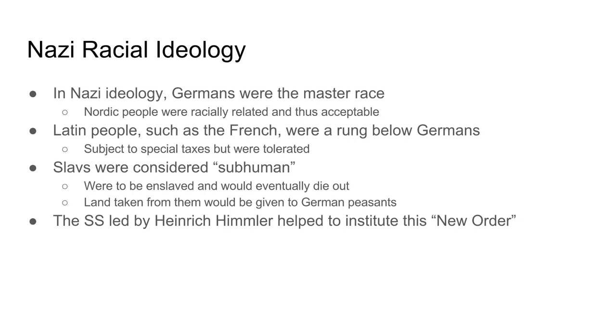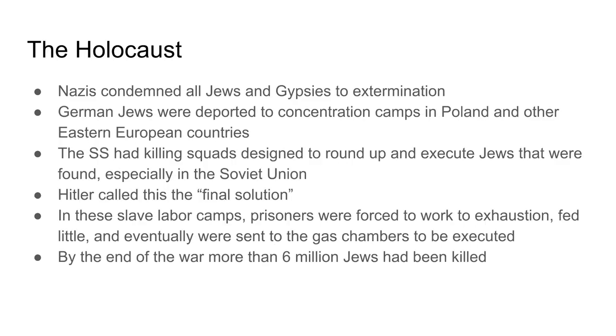And this ideology is seen in the treatment of the Soviet prisoners of war. Four out of every five Soviets who are taken prisoner are killed because the Nazis simply believe that these people should be enslaved to help the master race. And so their treatment of Poles and Soviets is just absolutely horrible. And this new order, as it was called, was really helped along by the SS led by Heinrich Himmler in propagating and spreading these propagandistic ideas.